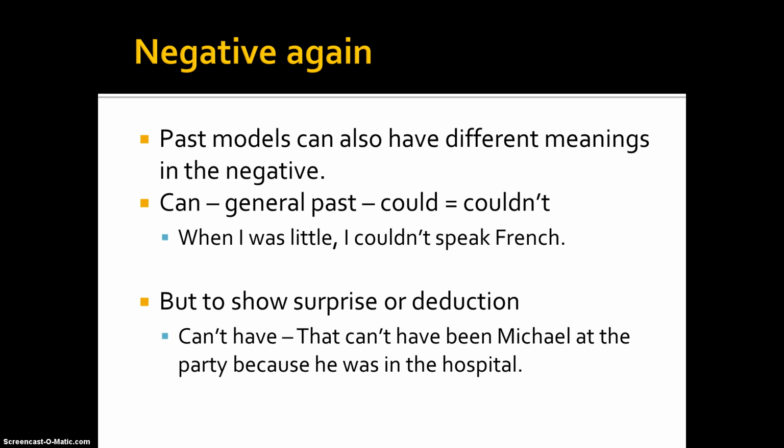But if you're trying to show an element of surprise or deduction, I say can't have and then my past participle. That can't have been Michael at the party because he was in the hospital. So in this case, can't have plus my past participle is the negative past of can. So it's an example of where we see the difference in meaning.